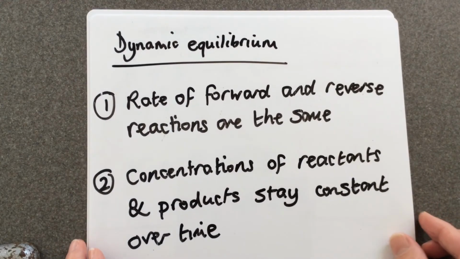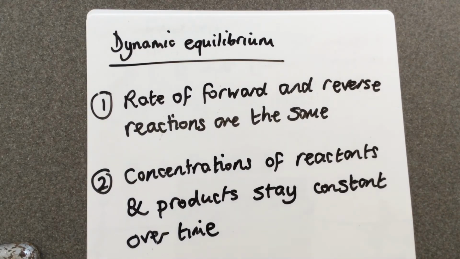So here's the key points. Dynamic equilibrium is when two things are in place. The rates of the forward and the reverse reactions are the same, and the concentrations of reactants and products will stay constant over time. So the concentration of the reactants will stay the same, and the concentration of the products will also stay constant. But it's important to recognise what we are not saying: that the concentration of reactants is the same as the concentration of the products. We're not saying that at all.